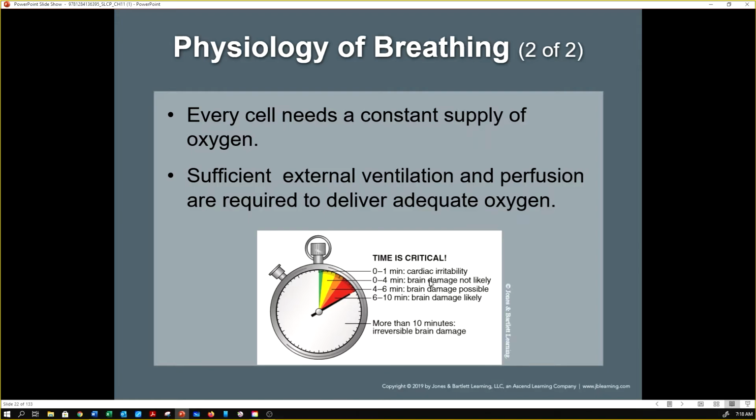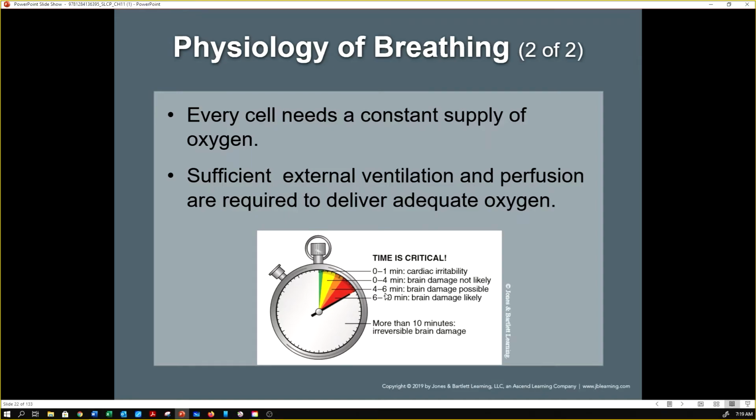And so if that sodium potassium pump can't do its job, we're going to start seeing that cardiac irritability, or it could be the heart tissue itself that's becoming necrotic, and causing the tissue that sits right above the pacemaker to start causing that cardiac irritability as well. 0 to 4, we can look at brain damage. It says not likely.